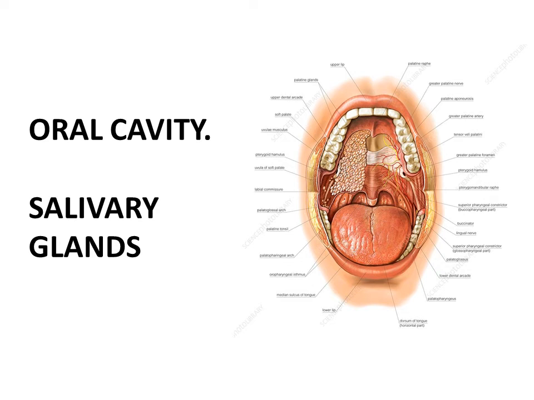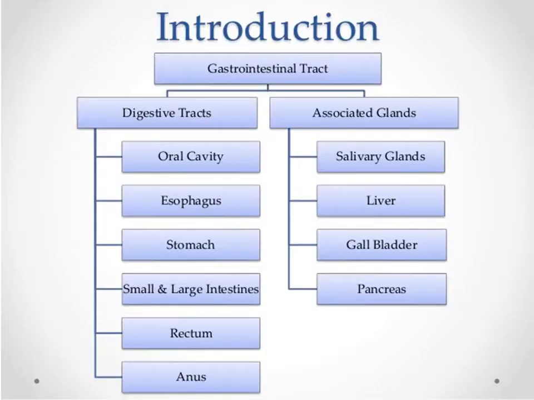Hello everyone, this video will help understand histology of the oral cavity and histological structure of the salivary gland. We are starting from the introduction to the gastrointestinal tract or digestive system. The gastrointestinal tract can be subdivided into two parts: the digestive tract or digestive tube, and associated structures.